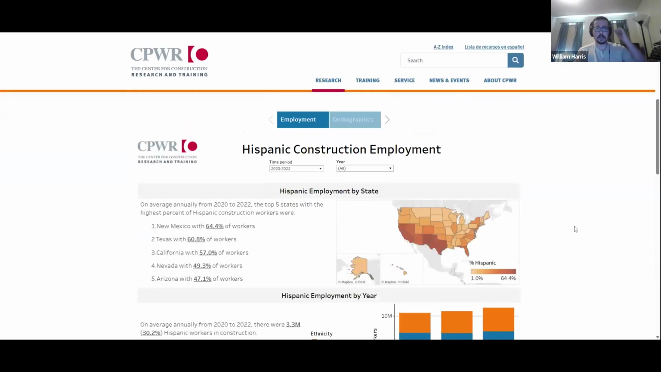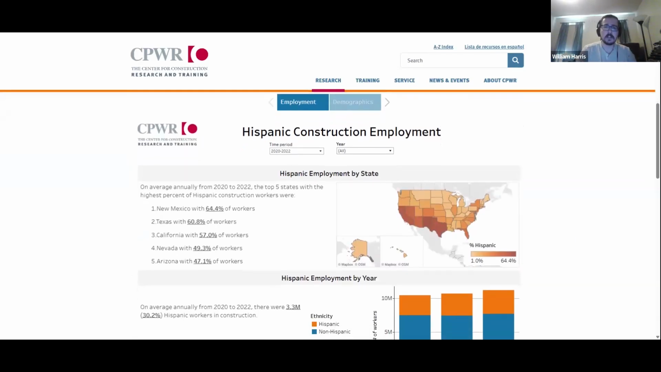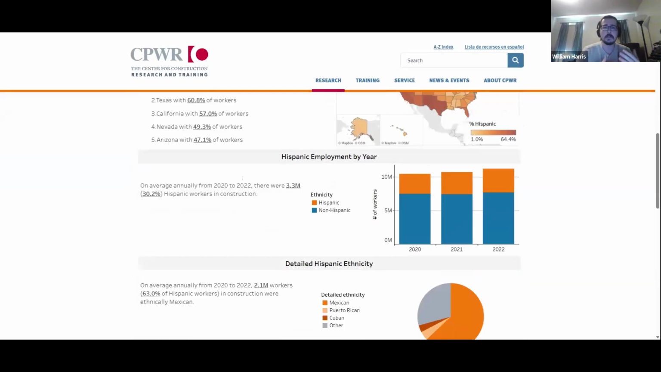And so this is the actual dashboard page. I'll be starting by looking at our Hispanic employment by year. Using American Community Survey data, we see that on average from 2020 to 2022, there were 3.3 million Hispanic construction workers in the United States, accounting for 30.2% of the construction worker population from those years.